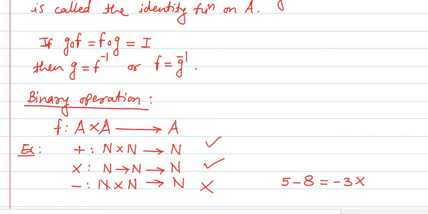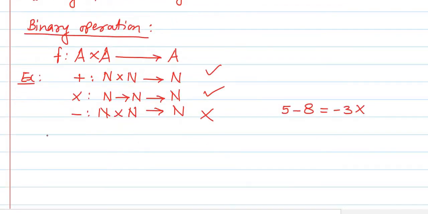Similarly, we can say that the division of natural numbers is again not a binary operation, because if we consider the division of two natural numbers, then it may or may not be a natural number. Why? Suppose 2 is one natural number and the other natural number is 7, then 2 by 7 is not a natural number. Therefore division is also not a binary operation on the set of natural numbers. Like such, we have the binary operation.